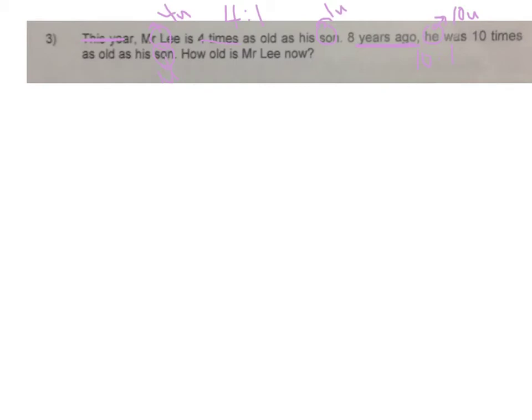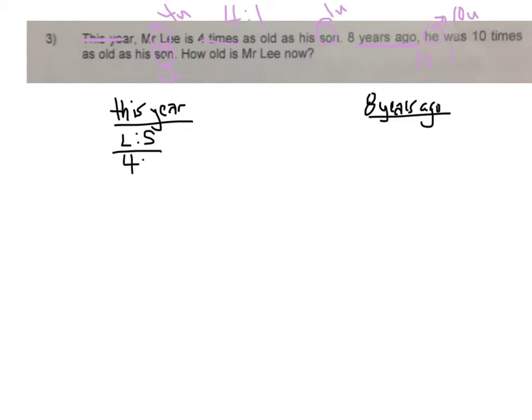So now in this case, I'm going to write down the two scenarios, which is this year and 8 years ago. This year, Lee is to son is actually 4:1. And over here, 8 years ago, Lee is to son is actually 10:1.